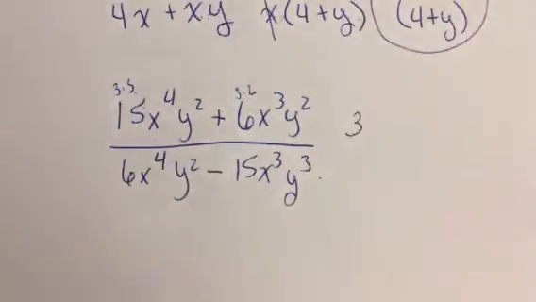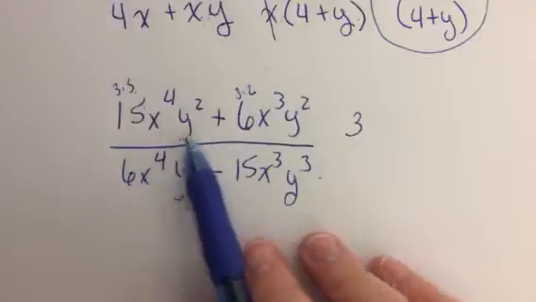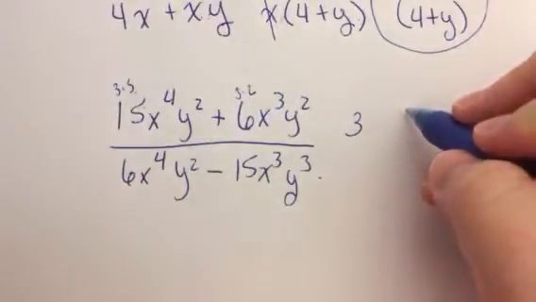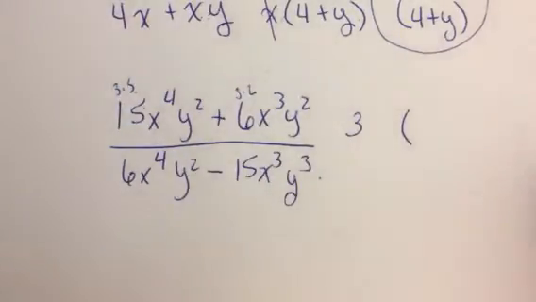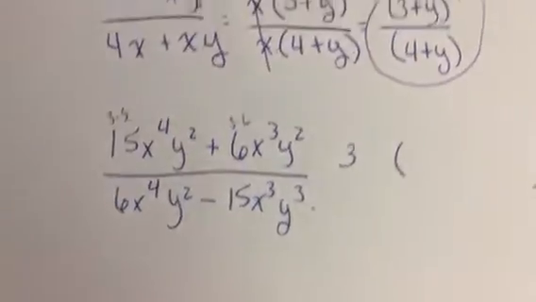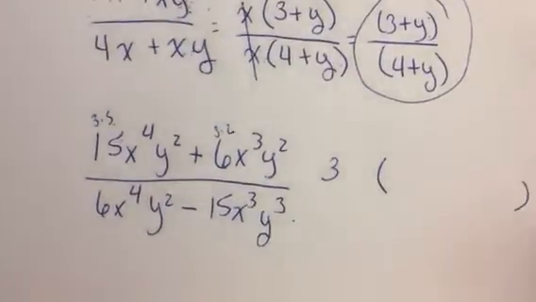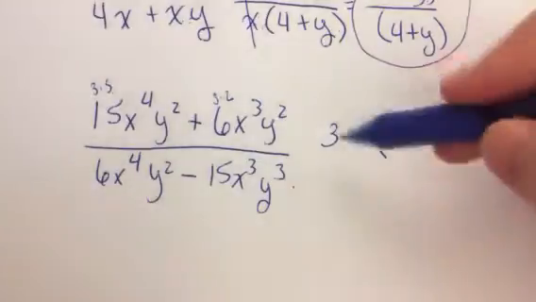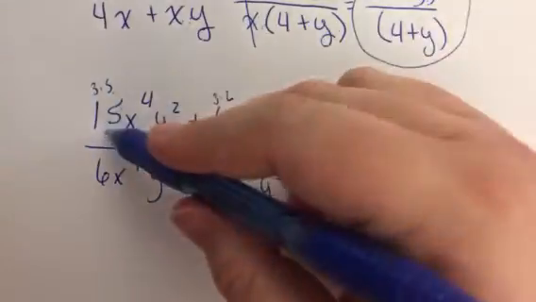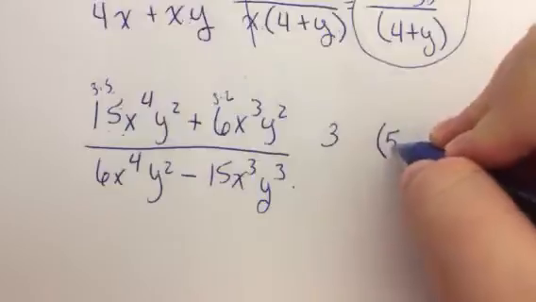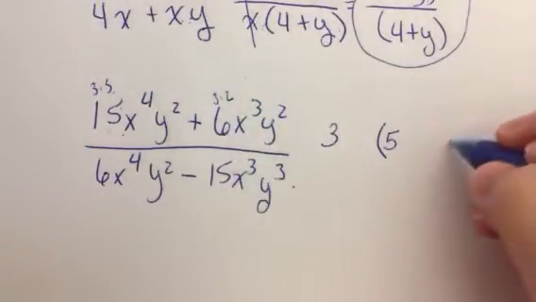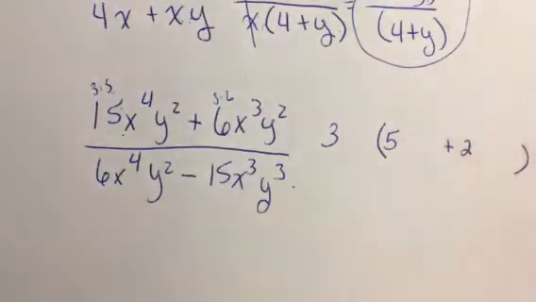Now, I'm seeing a lot of x's and y's in both of my terms, so I know that I'm going to end up having to factor out some x's and y's. So I'm going to set up my parentheses here and start filling in as I factor. Since I factored out a 3, 15 divided by 3 is going to be 5, and 6 divided by 3 is going to give me a 2.